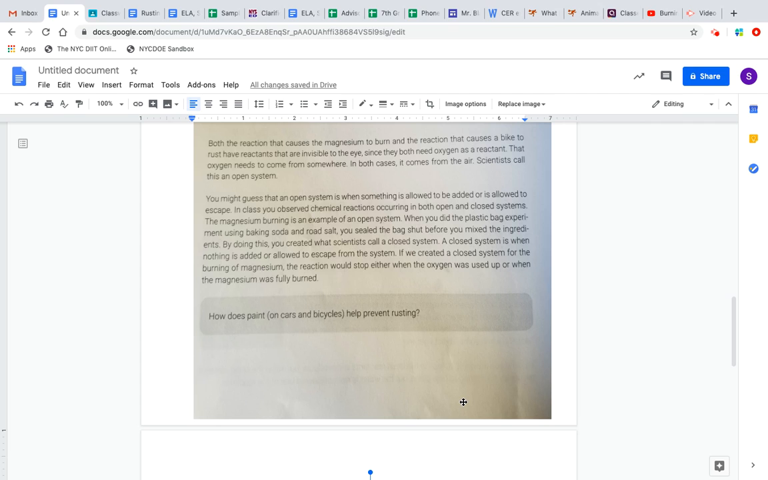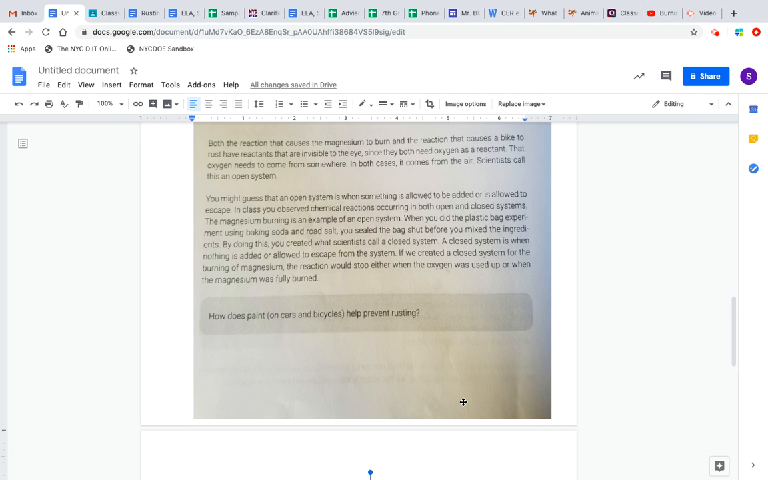Both the reaction that causes the magnesium to burn and the reaction that causes a bike to rust have reactants that are invisible to the eye, since they both need oxygen as a reactant. And obviously, oxygen is invisible to the eye. That oxygen needs to come from somewhere. In both cases, it comes from the air. Scientists call this an open system.